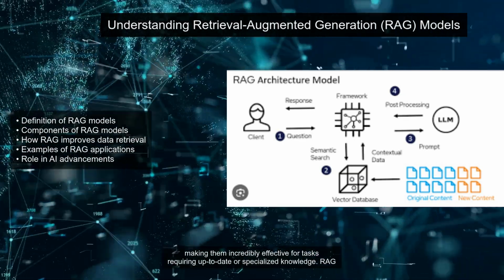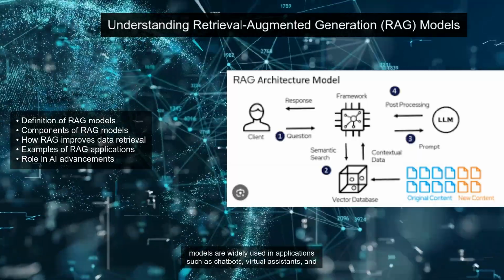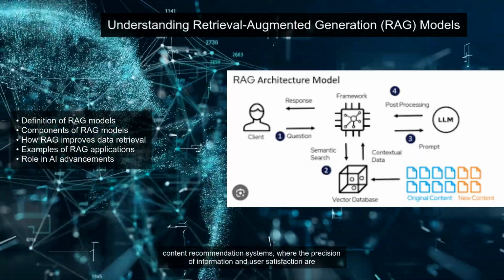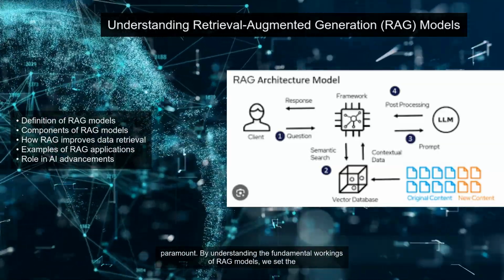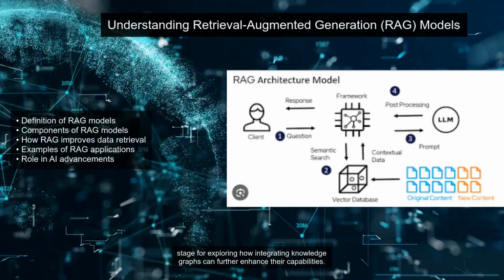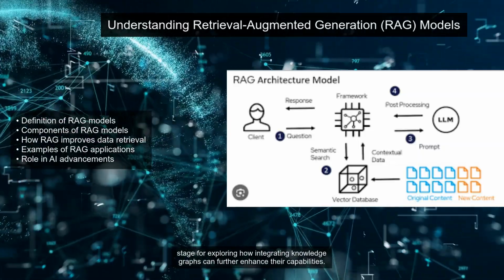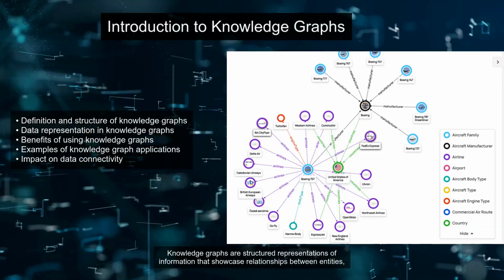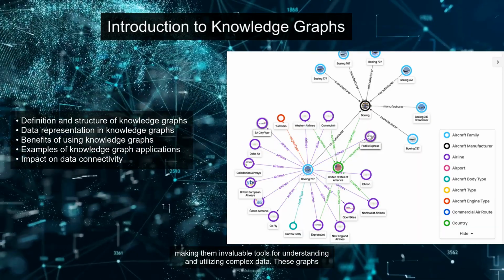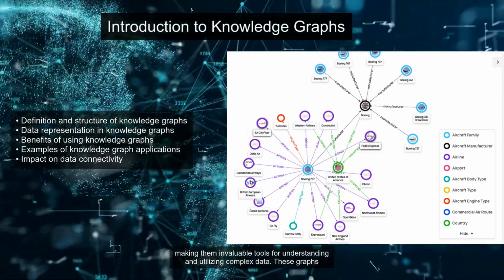This dual approach allows RAG models to leverage a wealth of external information, making them incredibly effective for tasks requiring up-to-date or specialized knowledge. RAG models are widely used in applications such as chatbots, virtual assistants, and content recommendation systems, where the precision of information and user satisfaction are paramount. By understanding the fundamental workings of RAG models, we set the stage for exploring how integrating knowledge graphs can further enhance their capabilities. Knowledge graphs are structured representations of information that showcase relationships between entities, making them invaluable tools for understanding and utilizing complex data.